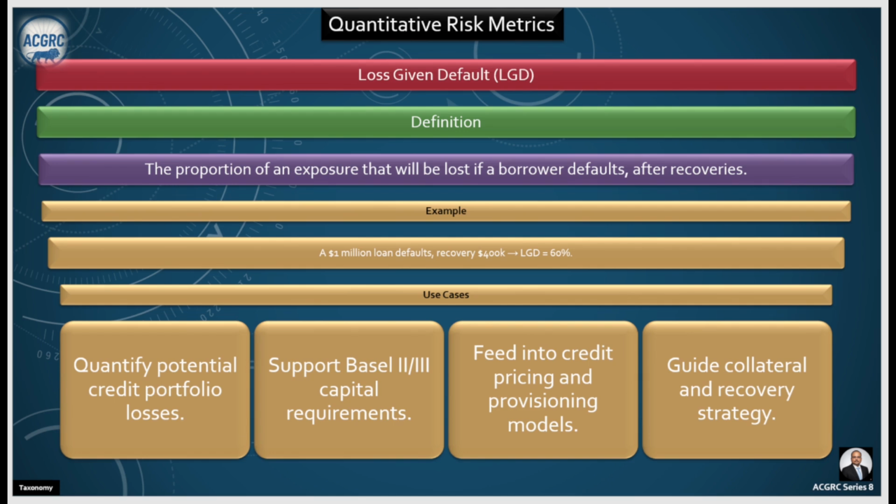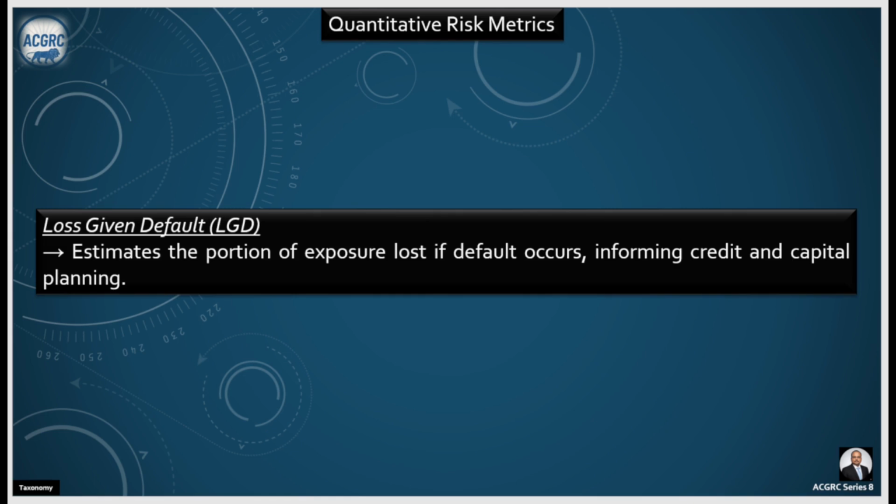It is used for supporting Basel II, Basel III capital requirements. Loss given default is used to feed into credit pricing and provisioning models. LGD could be used to guide collateral and recovery strategy. So LGD estimates the portion of exposure lost if default occurs, informing credit and capital planning.